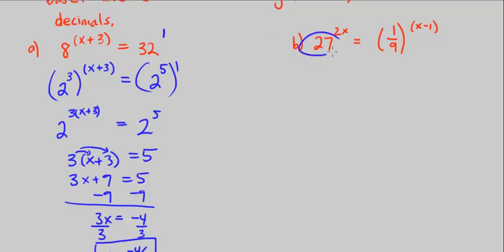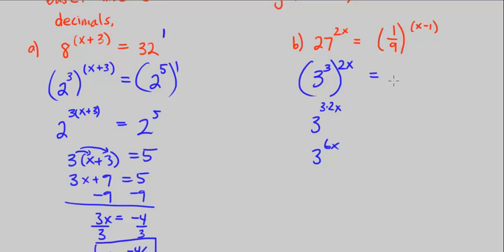So again, we want the bases to be the same. So far I have 27 and I have 1 over 9. Okay, well 27 and 9 makes me think of 3's because 3 cubed is 27. So I could rewrite this side as 3 cubed to the 2x, which is the same as 3 to the 3 times 2x power, or 3 to the 6x power, right? I could go ahead and write that.